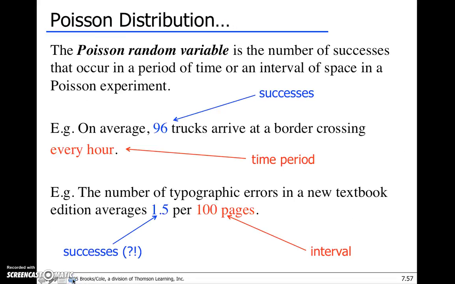A Poisson random variable is the number of successes that occur in a period of time or an interval of space in a Poisson experiment. Example, on average 96 trucks, success is 96, arrive at a border crossing every hour. Every hour is a time period. Example, the number of typographic errors in a new textbook averages 1.5 per 100 pages. That's the interval. 1.5 can be regarded as successes.